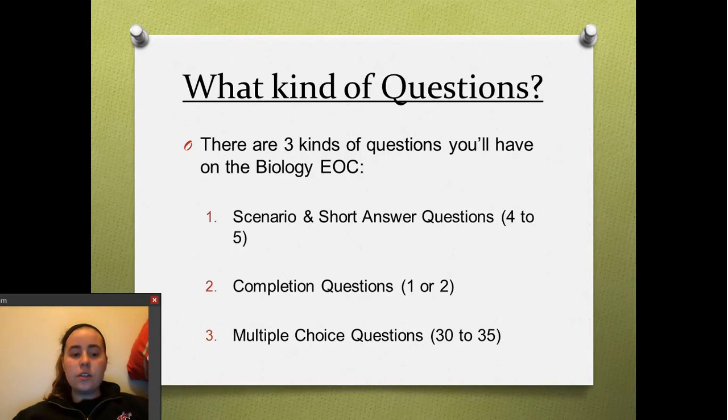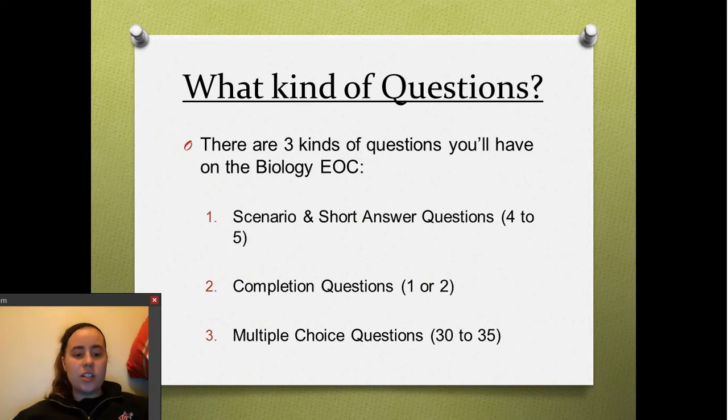So the first thing you need to know is that on the biology EOC there are 3 different types of questions. The first type are scenario and short answer questions, and there's usually about 4 to 5 of these. So what this means is these are questions where they give you a situation, maybe it's an experiment somebody's done, maybe it's something that's happening in the environment, maybe it's a situation where researchers have conducted some tests and got some data. And in response to these, you have to write short answer responses, which means they're somewhere between 3 and 6 sentences depending on what type of short response we're looking for.